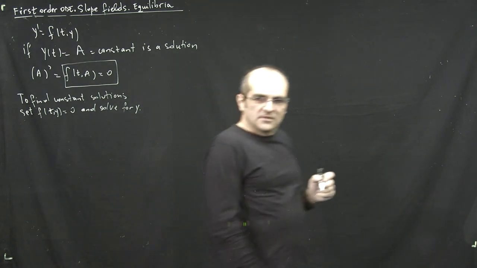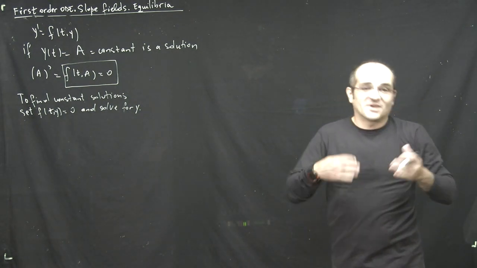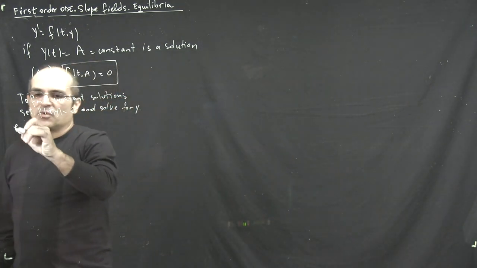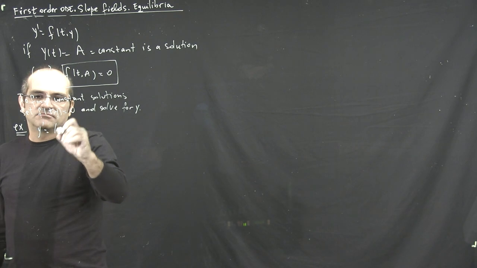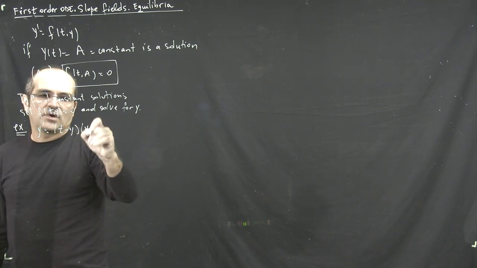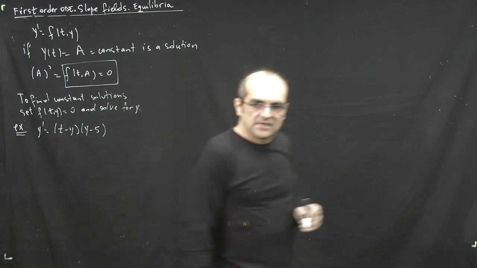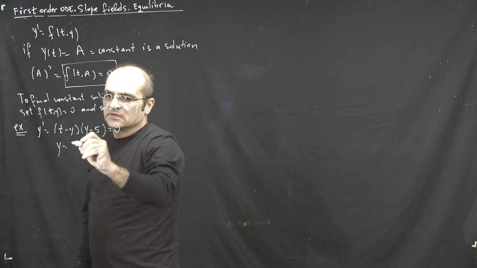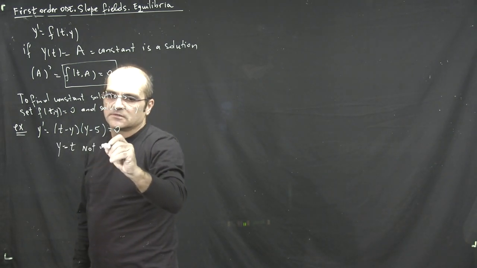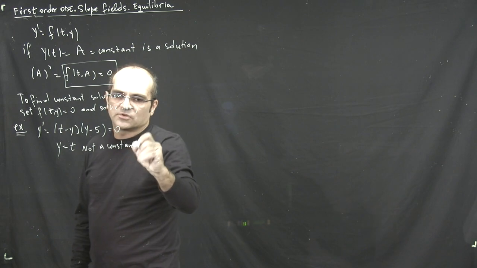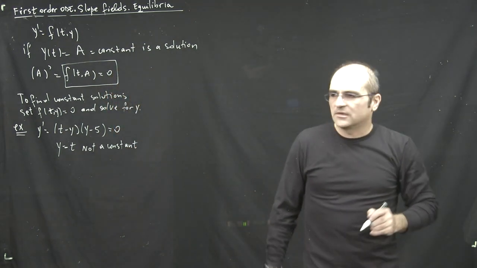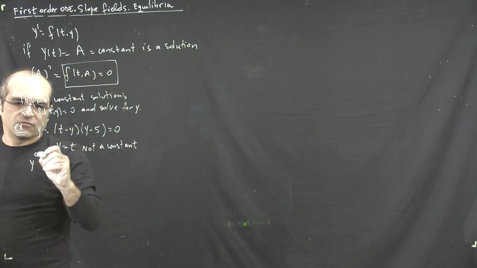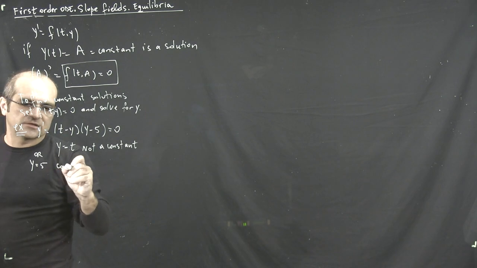Now, that doesn't mean anything you get for y is a constant, right? It has to be a constant in the sense that it shouldn't depend on t. So let me give you an example. Suppose that your ODE is, let's say, y prime equals t minus y times y minus 5. If I set the right-hand side equal to 0, I get y equals t, not a constant, because it depends on t. On the other hand, the other possibility is for this parenthesis to be 0, and of course we get y equals 5, which is constant.